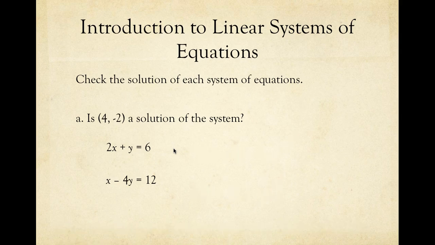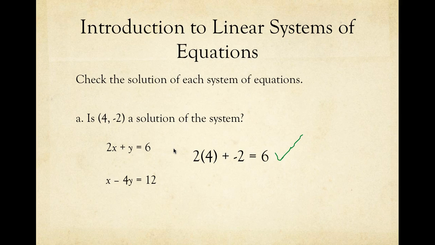Now let's check the point (4, -2). When you plug in 4 for x and -2 for y in the first equation, we get 2 times 4 plus -2 is 6. Check.